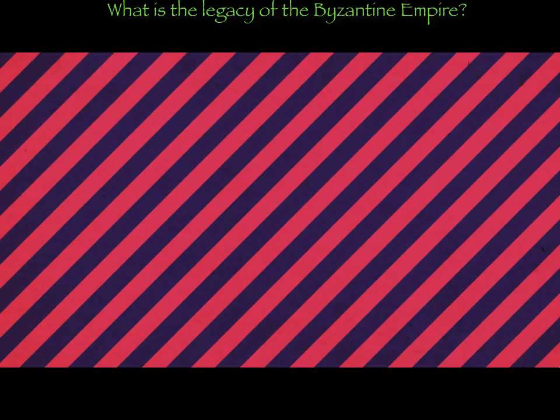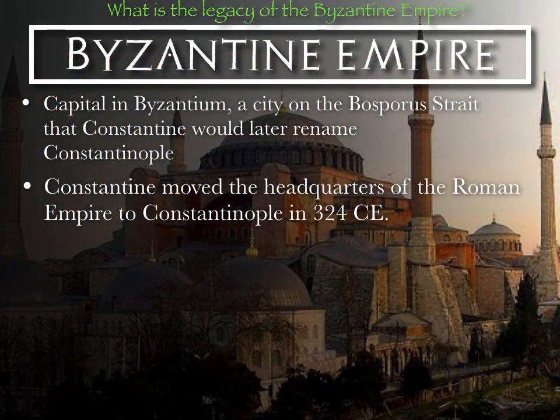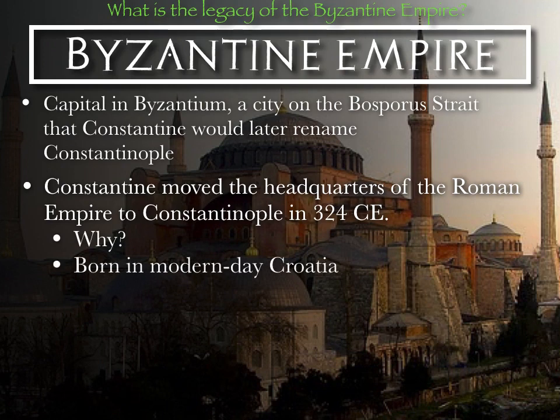The question arises then, why did Constantine move the capital from Rome to Constantinople? Well, first of all, he was born in modern-day Croatia, so this is in Eastern Europe. He actually spoke better Greek than Latin. People in the Western Roman Empire spoke Latin. People in the Byzantine Empire are going to speak mostly Greek.